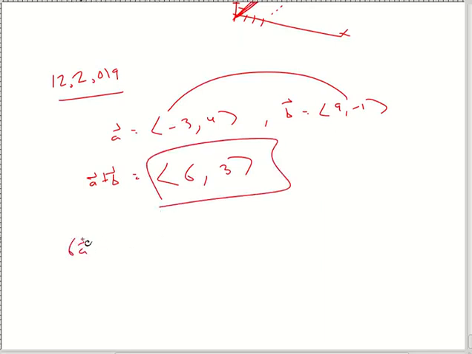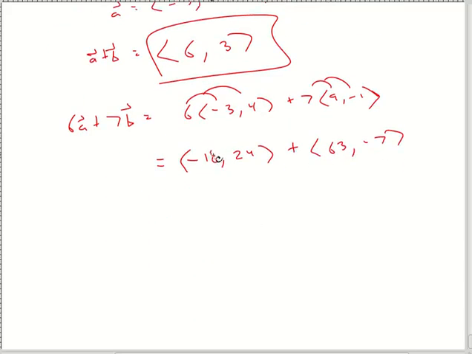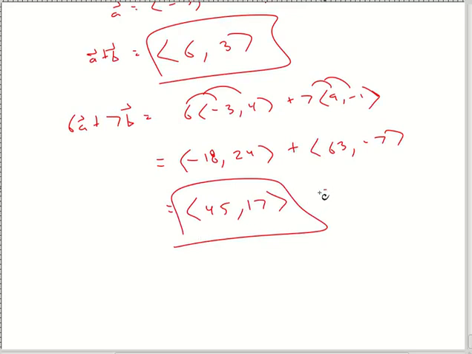They want then 6a plus 7b. And so what I'm going to do is put a 6 in the front and a 7 in the front, and pretend like they're parentheses in a way, where I would distribute into them. And so I got negative 18, 24, and then plus 63 and a negative 7. Adding your x components together and y components, I got 45 and 17. So there we go. I used the calculator on that, because with bigger numbers, it gets really tough in the brain.